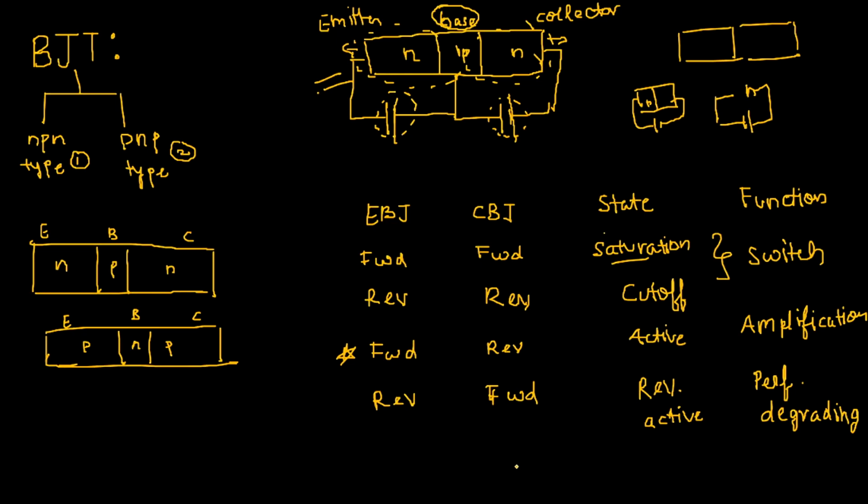The last one is pretty useless. It's when your emitter base is reverse biased and your collector base is forward biased. So this state is called your reverse active, and it's so useless that its function is in fact performance degradation. So this is not really important for us. The first three are what we'll be looking at throughout the rest of the chapter.